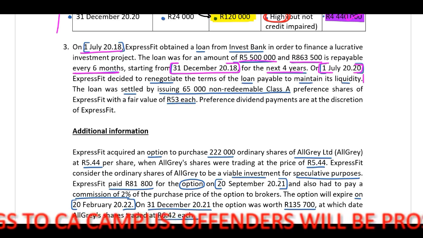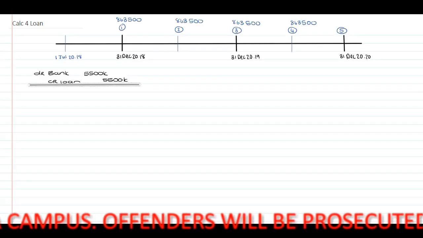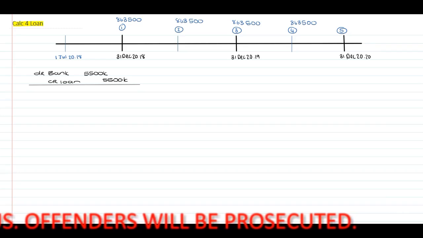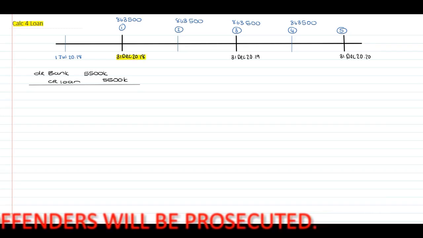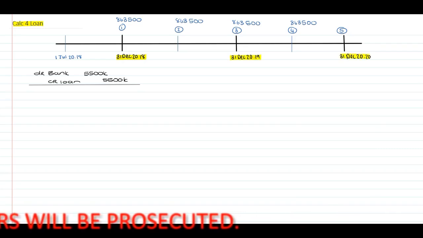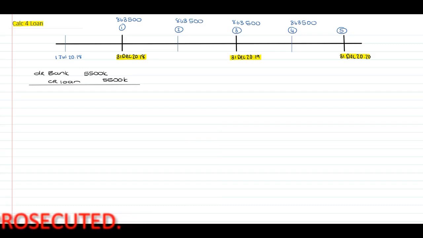Now, I'm going to stop right there. On a new page, I'm going to indicate that this is my calculation number 4, and as always, I prefer to make use of a timeline. My first year end will be 31 December 2018, then 2019 and 2020. Okay, remember, what do we need to include? We need to focus on our equity and liability section.